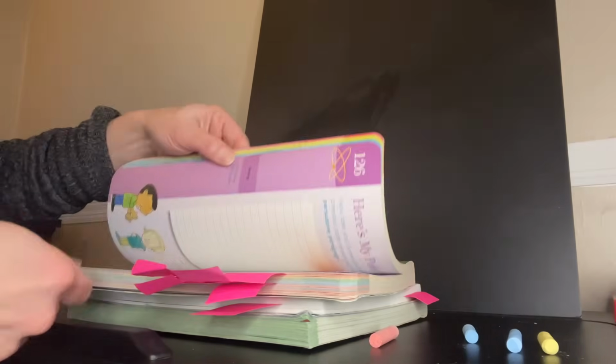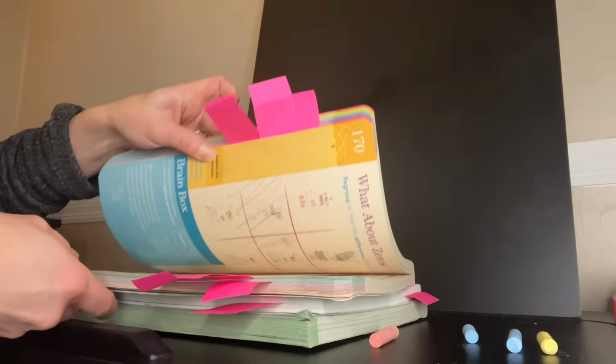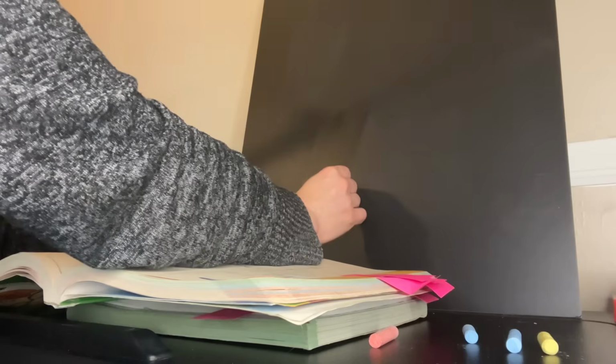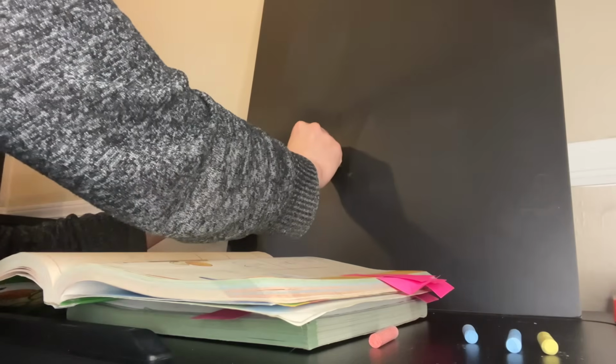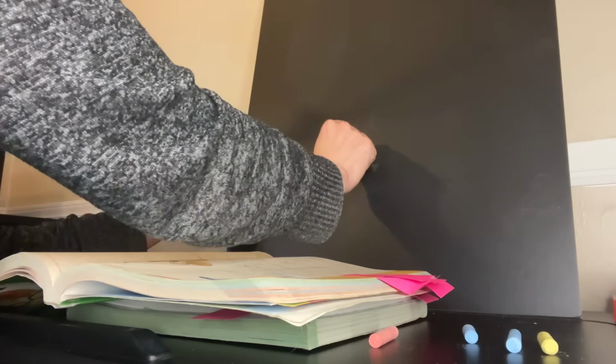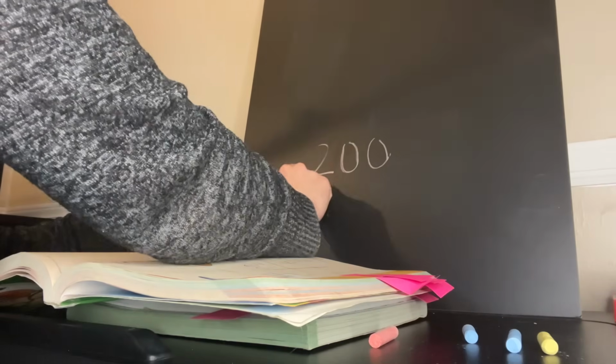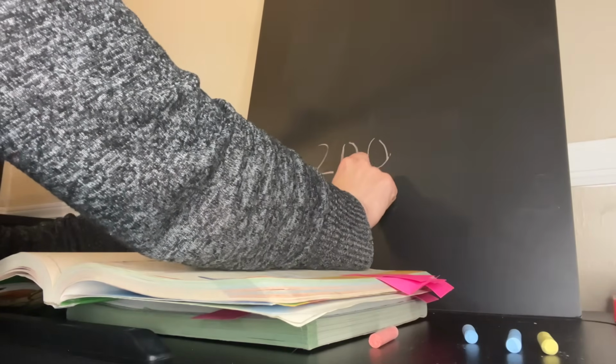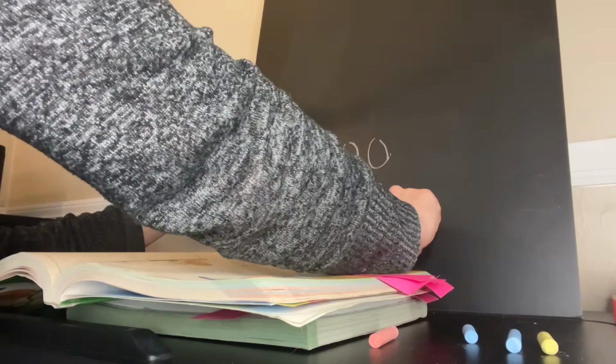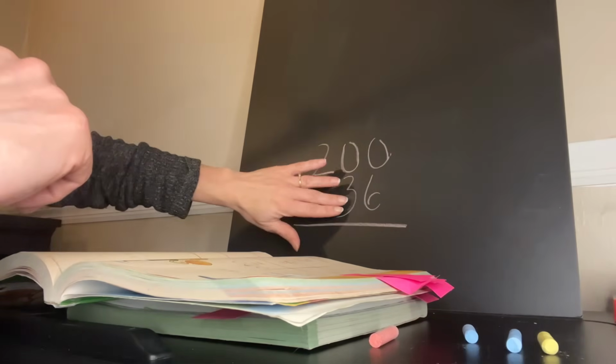So we are working on the double zeros. So we're going to try another one here. Let's try this one. $200 minus 36.